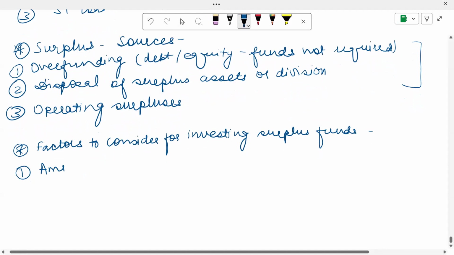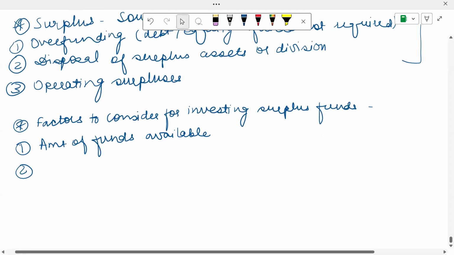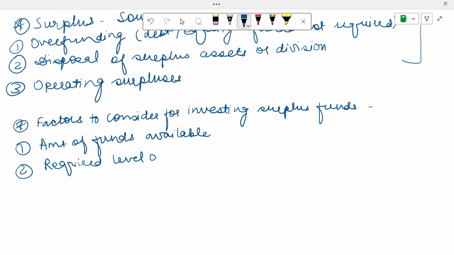Number one, we'll see what is the amount of funds that is available with us. So if it's a very big amount, we'll probably go for a big investment. If it's a small amount, we'll go for a smaller investment. And then we'll also see what is our required level of liquidity. So how soon am I going to need that money back?